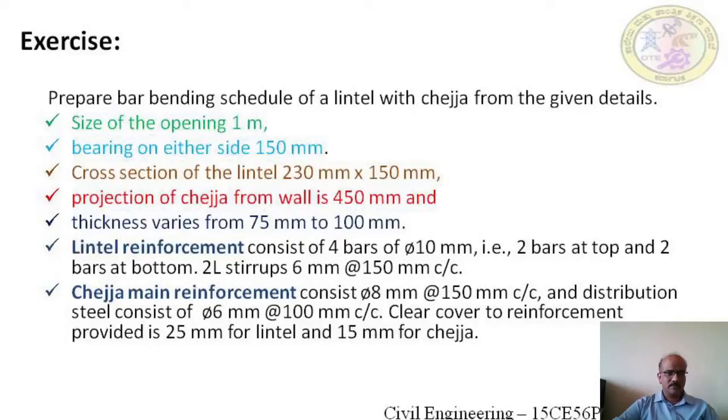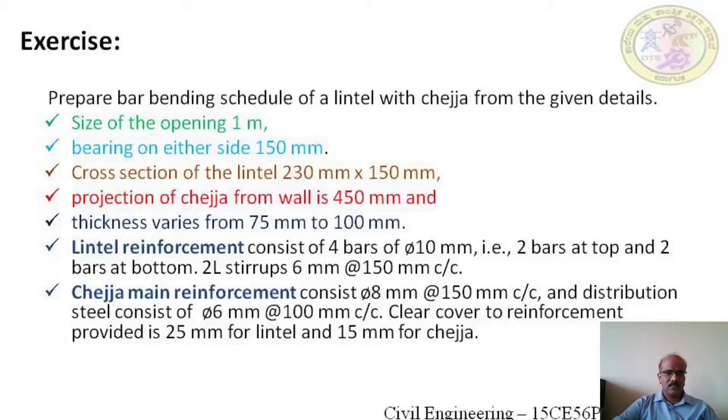Reinforcement details. The lintel reinforcement consists of 4 bars of 10 mm dia, that is 2 bars at the top and 2 bars at the bottom, and 2 legged stirrups of 6 mm dia at 150 mm centers are provided. The chhaja main reinforcement consists of 8 mm dia at 150 mm center, and the distribution steel consists of 6 mm dia at 100 mm center.